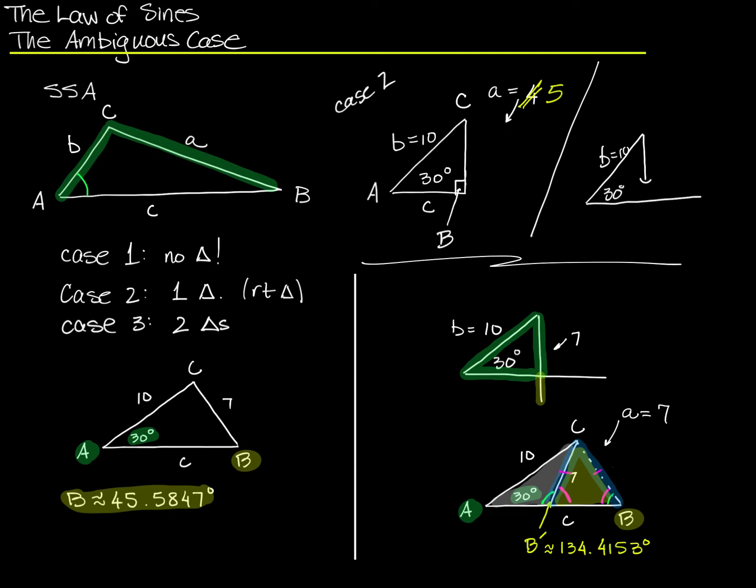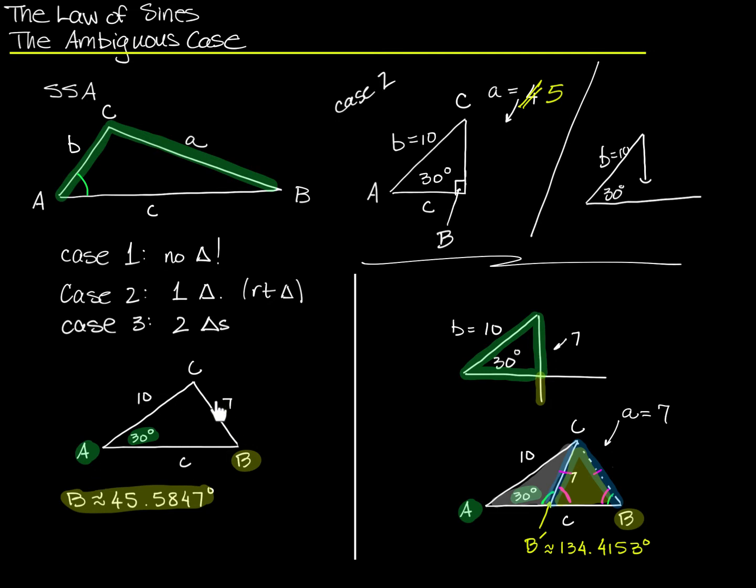Okay. Now, I know the size of this angle. It's about 46 degrees. That means this angle is also about 46 degrees because this is an isosceles triangle. And because this is a straight line here, these two angles have to add up to 180. Since I know this one, subtract that from 180 and I get 134.4 degrees.